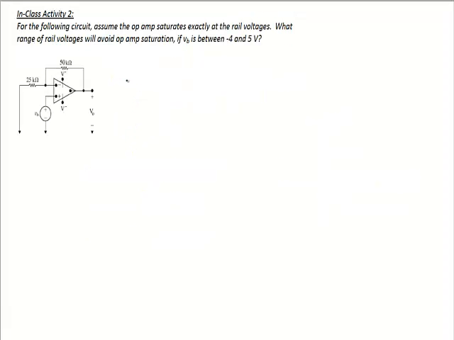Okay, here's our next example. For the following circuit, assume the op-amp saturates exactly at the rail voltages. What range of rail voltages will avoid op-amp saturation if VB is between negative 4 and 5 volts? So first, let's identify what type of op-amp this is. The voltage is tied to the positive terminal, but we once again have a feedback resistor and a resistor tied to the negative terminal. So this is a non-inverting amplifier.